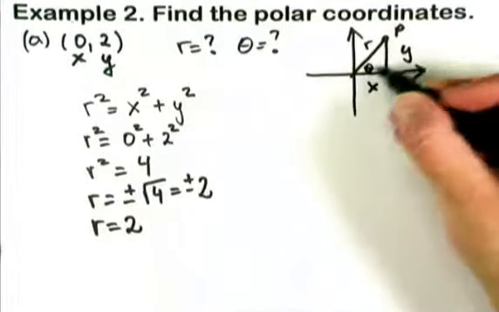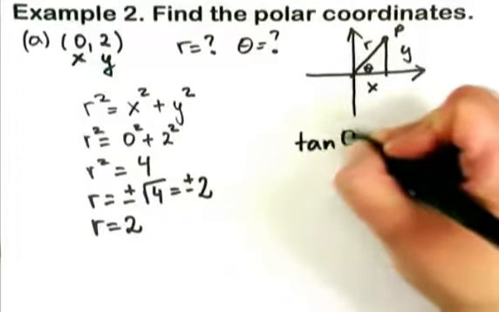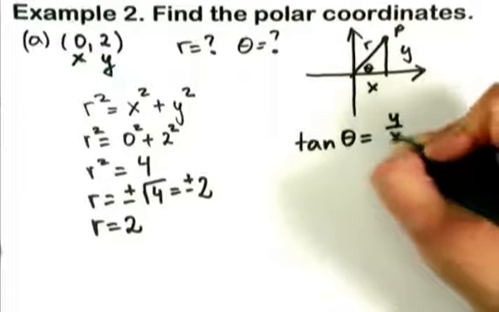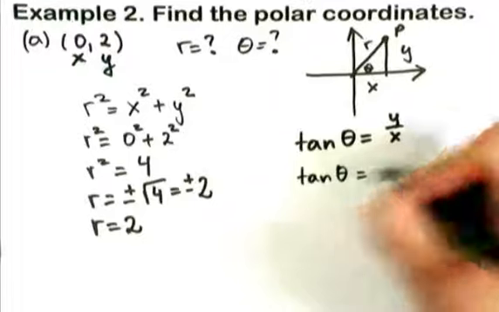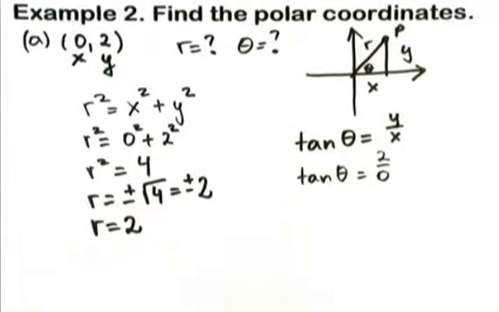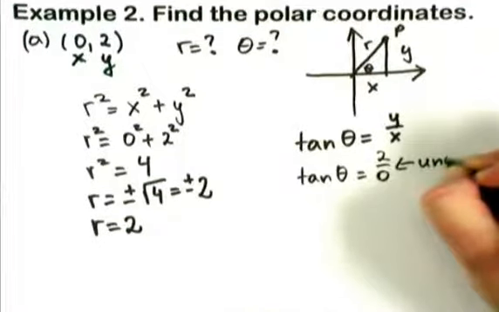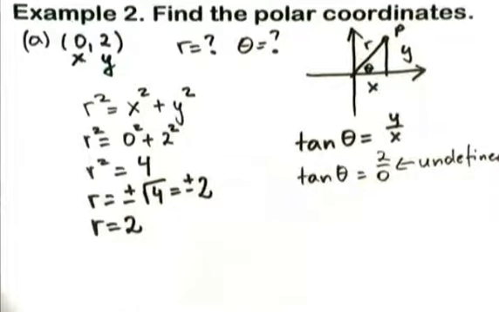And then theta, we are using the tangent ratio. So we know that tangent theta is y over x. So my y is 2, so tangent theta is 2 over 0. And this does not exist. So this is undefined. So for what theta is the tangent undefined?